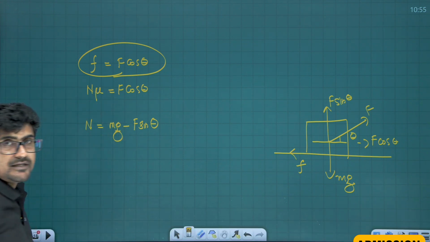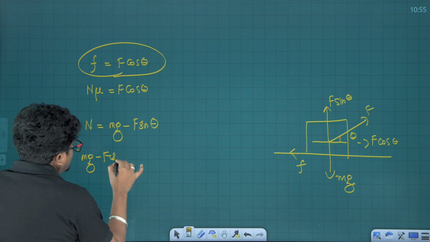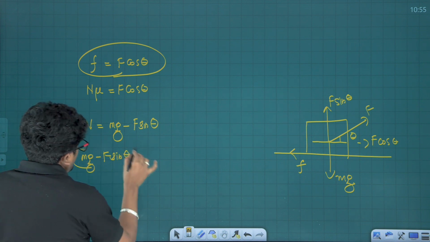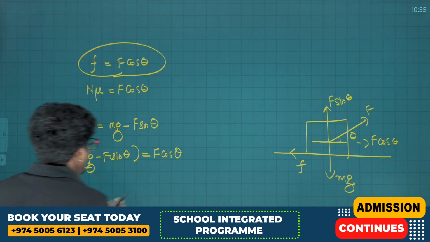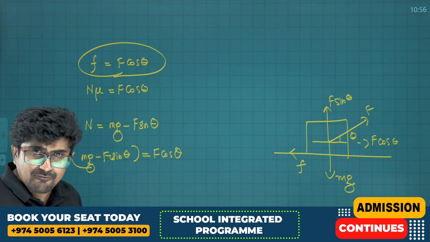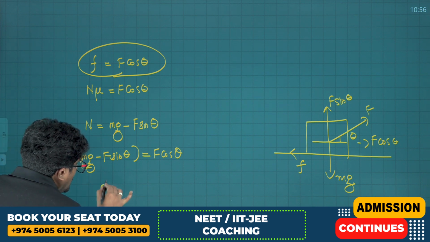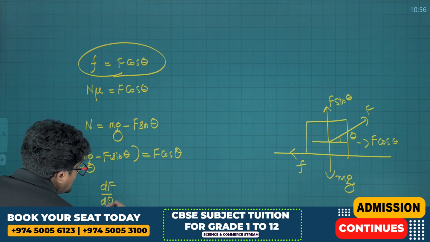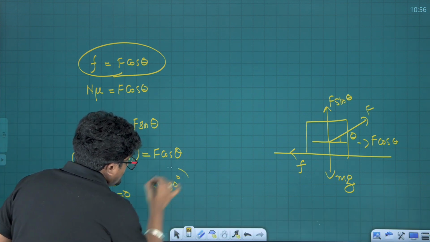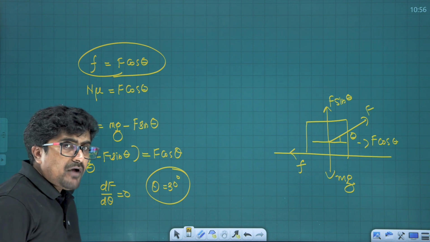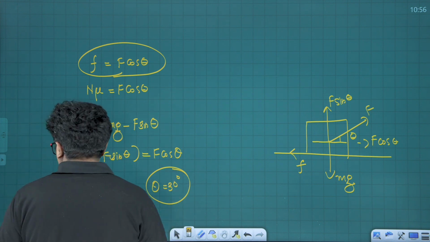Now let me substitute that here. So mu into (mg minus F sin theta) should be equal to what? F cos theta. Now here you can see F is a function of theta. If you differentiate this, dF by d theta equal to 0. Here you will get theta equal to 30 degrees. That means the minimum value of F is possible for theta equal to what? 30 degrees. Substitute that over here.